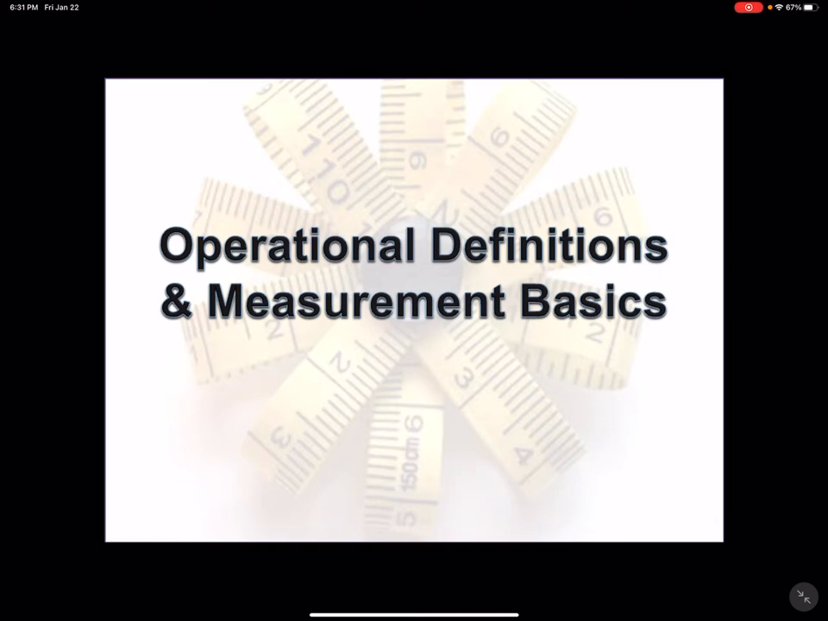It is also very, very helpful when you start thinking about your variables and thinking about your paper. This, believe it or not, is sort of laying the background to make statistics super easy for you. At least that's my goal. So, welcome to Lecture 7, Operational Definitions and Measurement Basics.